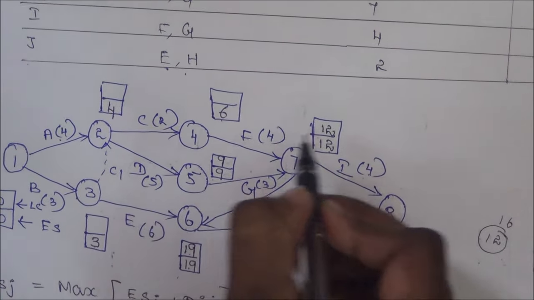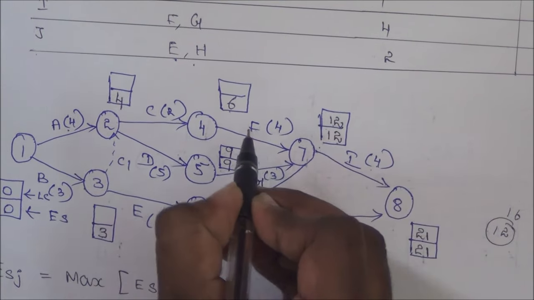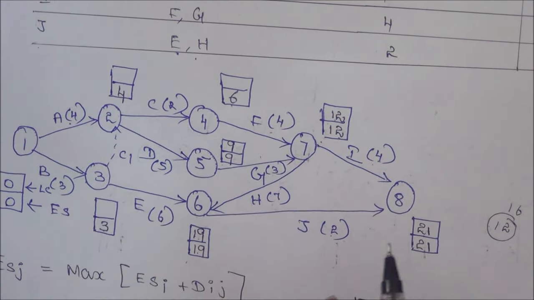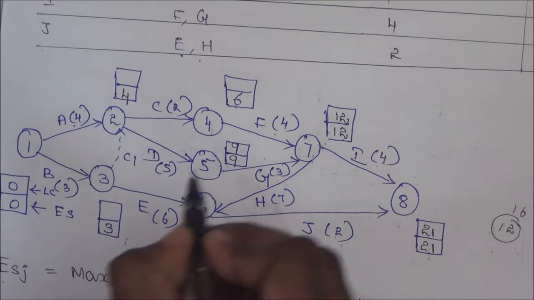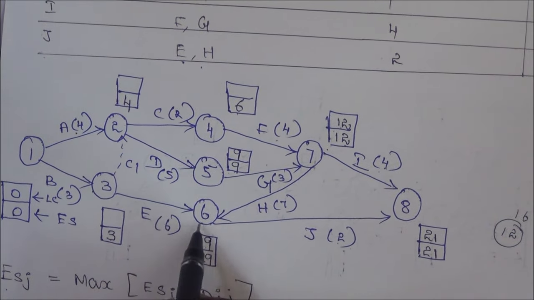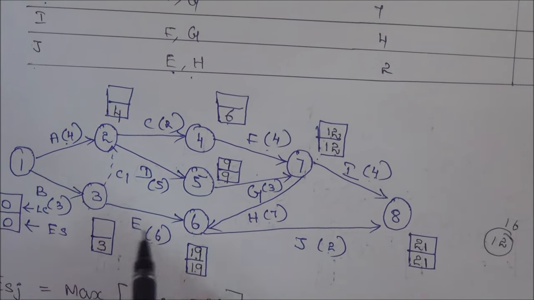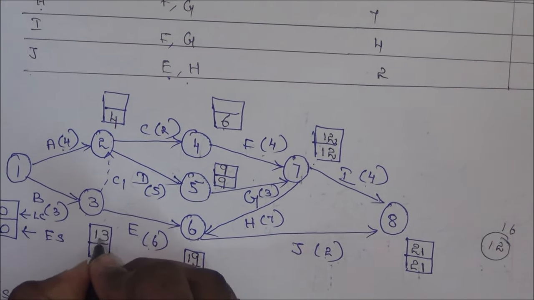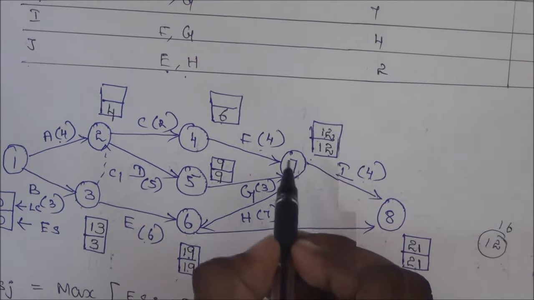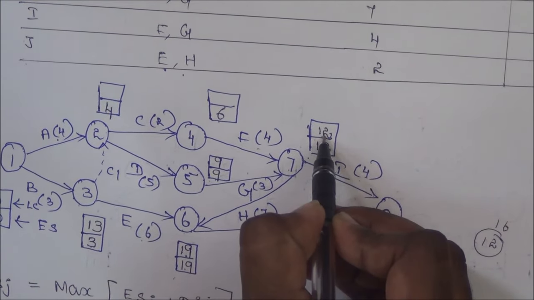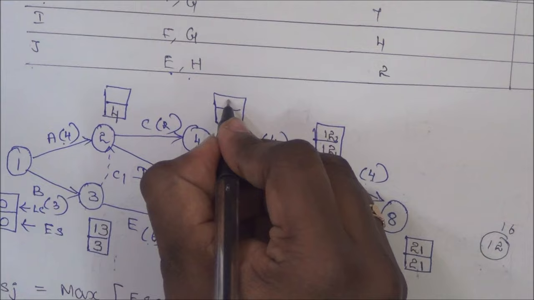Similarly, 12 minus 4 will result in 9. Then we have to consider 19 minus 6, which is 13. Then 12 minus 4 results in 8.